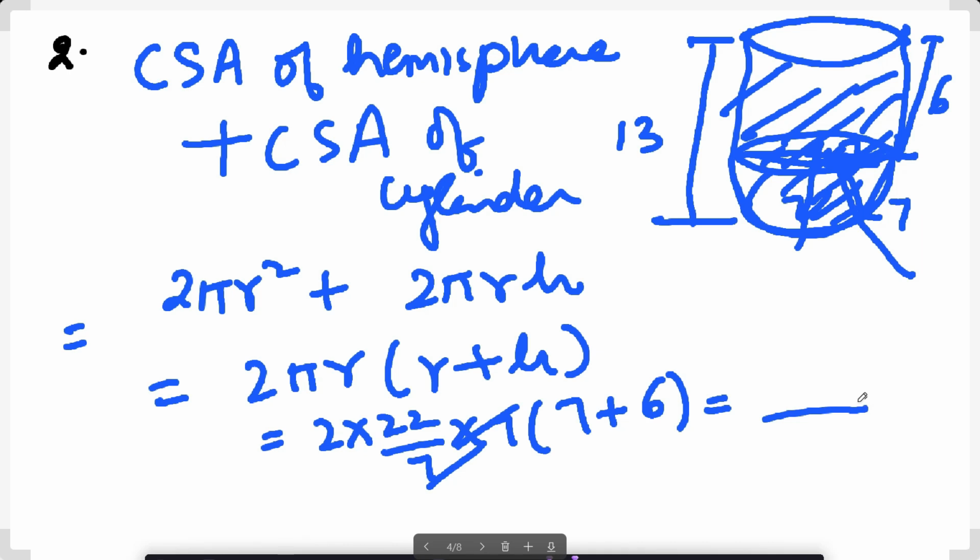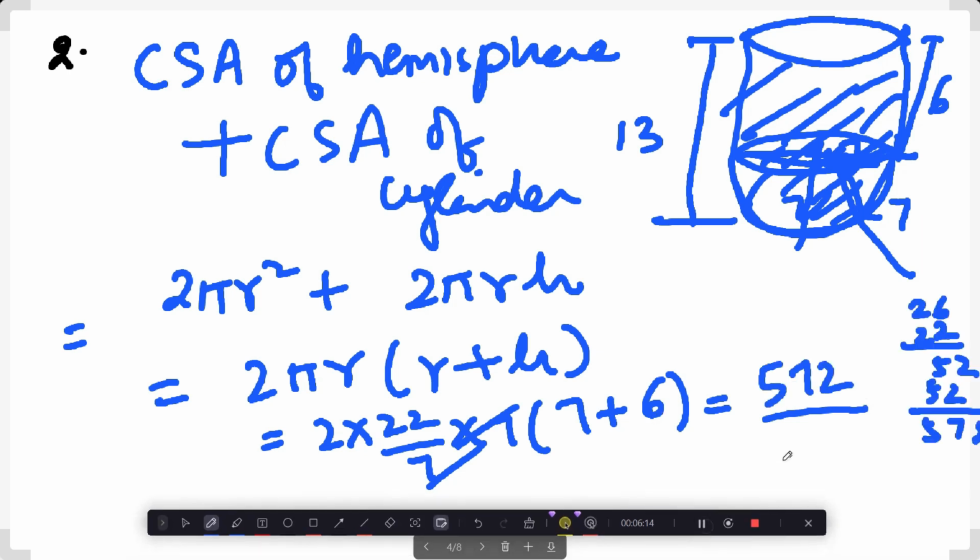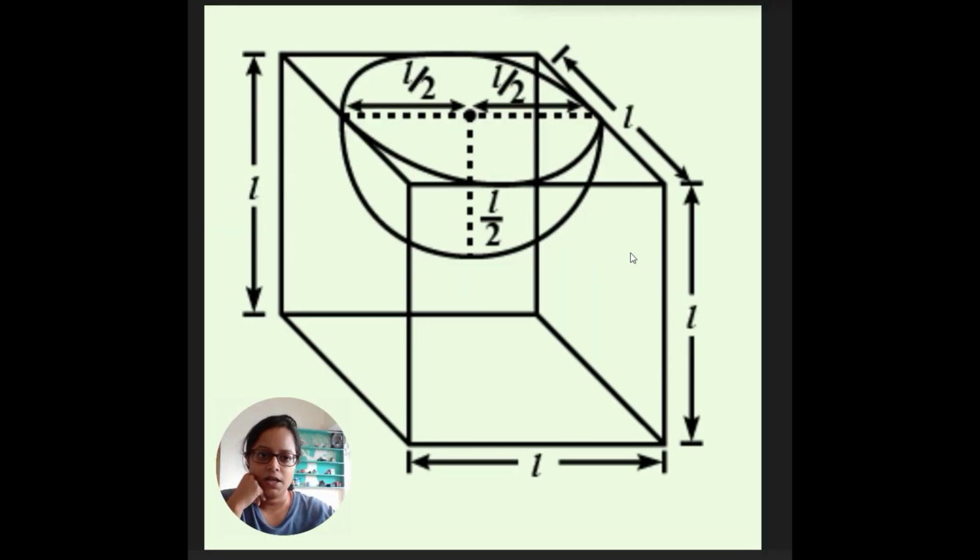So what is the answer? The answer will be 572, right? If you look at question number 5, it says that a hemispherical depression is cut out from one face of a cubical wooden block such that the diameter L of the hemisphere is equal to the edge of the cube. Determine the surface area of the remaining solid.